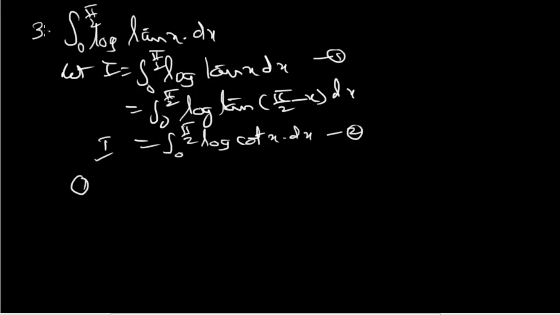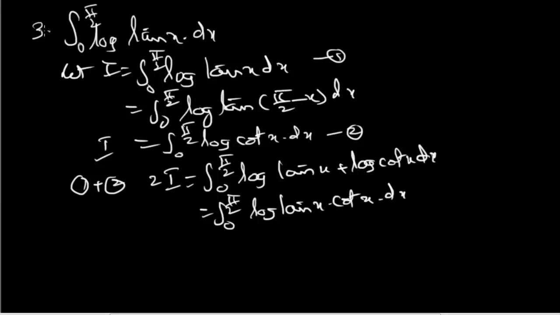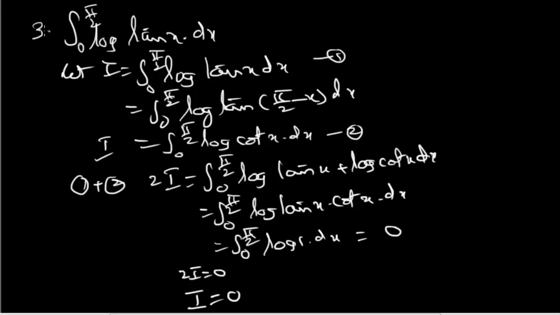Equation 1 plus equation 2 gives you 2I is equal to integral 0 to pi by 2 of log tan x plus log cot x dx, and that is nothing but integral 0 to pi by 2 of log tan x into cot x dx, since log a plus log b is log ab. But tan x into cot x is what? 1. So it is 0 to pi by 2 log 1 dx. So log 1 is 0, the answer is 0. So 2I is equal to 0, therefore I is equal to 0. Therefore 0 to pi by 2 log tan x dx is 0, and 0 to pi by 2 log cot x dx is also 0.